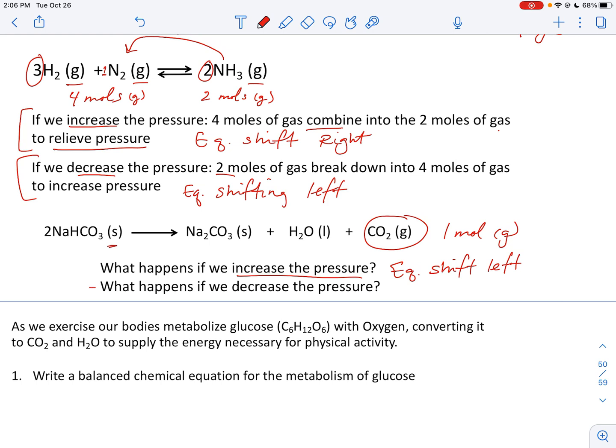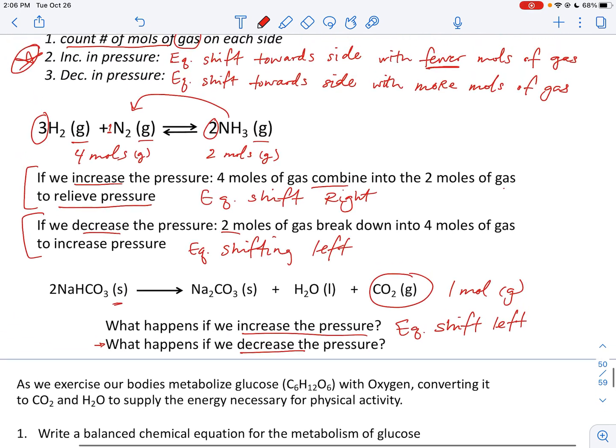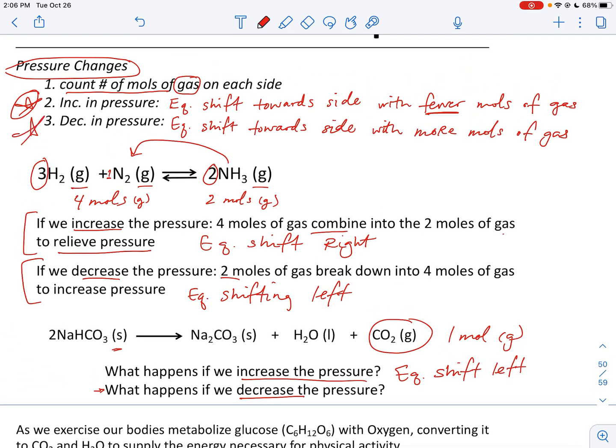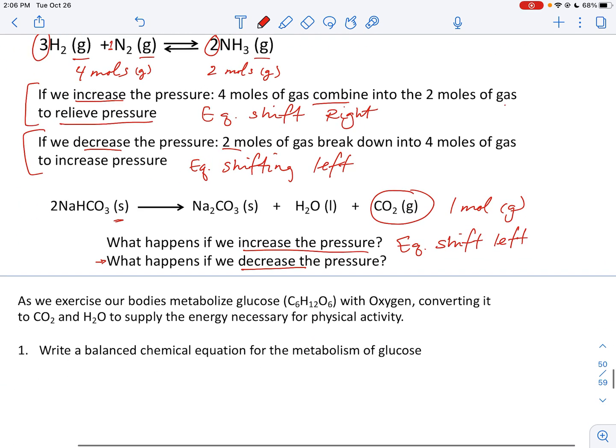Now, next question right here. What happens if we decrease the pressure? Okay, go read up here. Number 3. A decrease in pressure, equilibrium shifts towards the side with more moles of gas. On the equation down here, the product side, the right side has more moles of gas, so equilibrium will shift to the right.